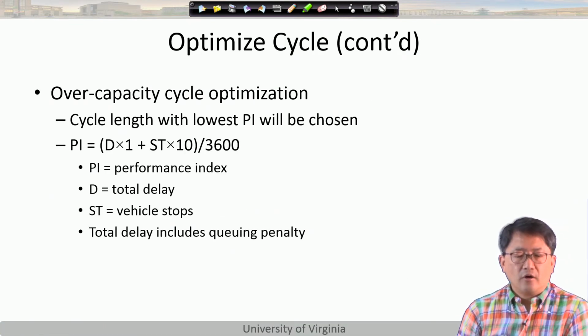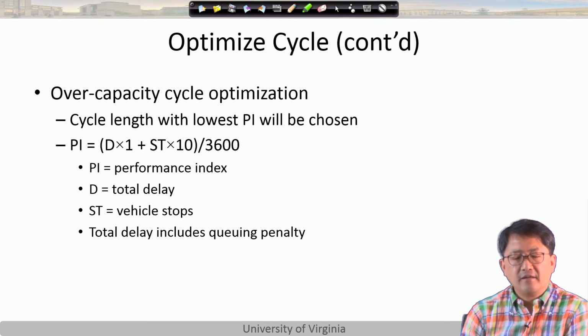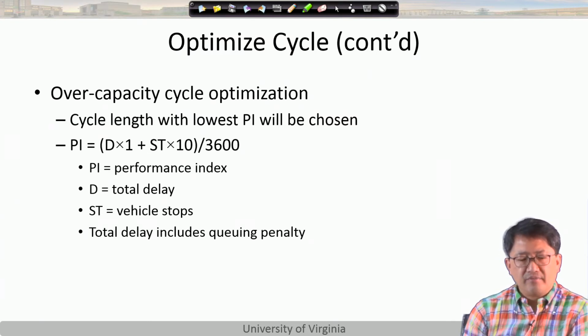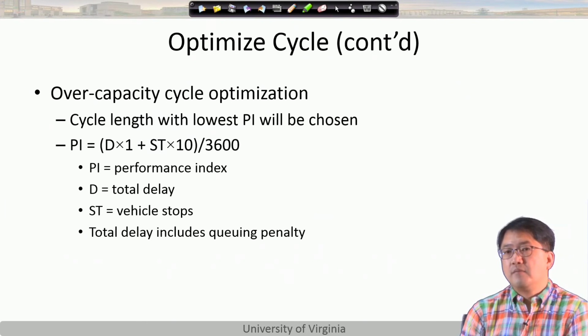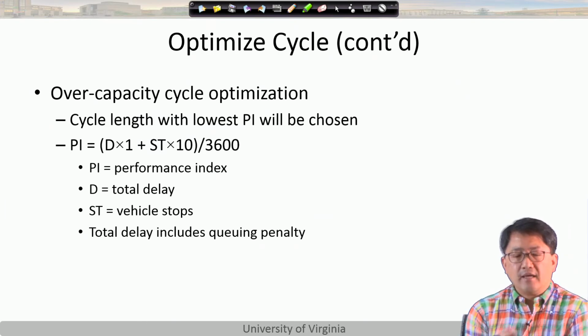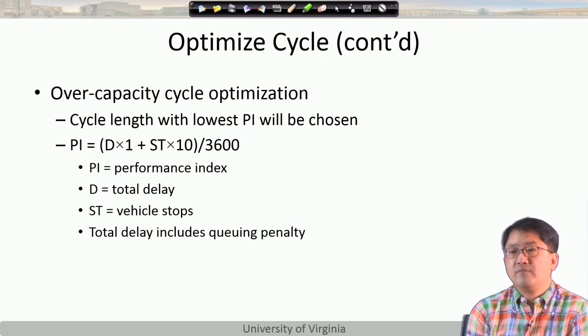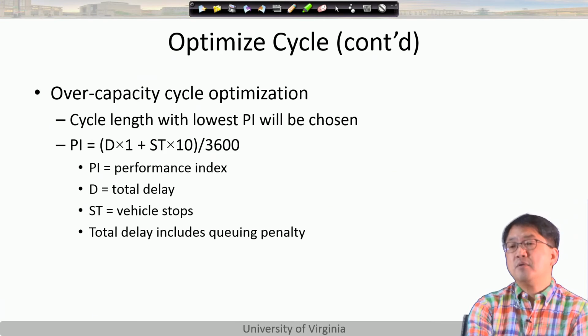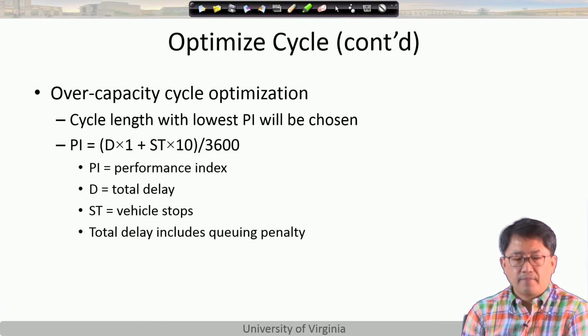And for the over-capacity situations, they actually have some way of finding a so-called performance index instead of using delay. So they weight stops as 10 times higher than delay per second. Stops cause a lot of problems for progressions and others. So they weight this, and this can be changed as well if you want to.